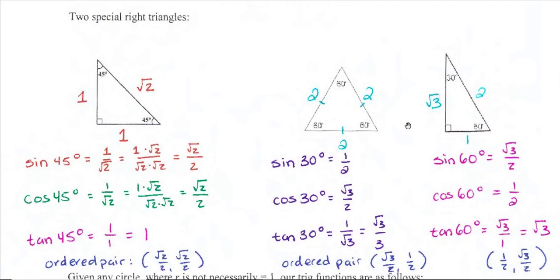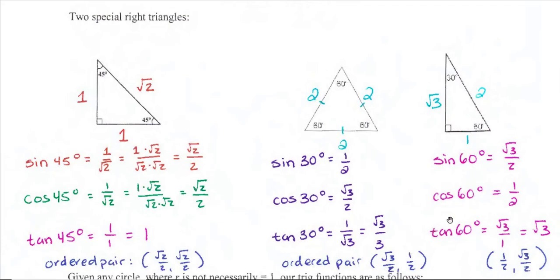Based on this, we can see that the sine of 30 will be opposite over hypotenuse, or 1/2. The cosine of 30 will be adjacent over hypotenuse, which is root 3 over 2. And the tangent will be opposite over adjacent, which is 1 over root 3, which gives us root 3 over 3 when we rationalize it. Taking this as the x value and this as the y value, you can map this to the ordered pair on the unit circle for 30 degrees, which is root 3 over 2 comma 1/2.